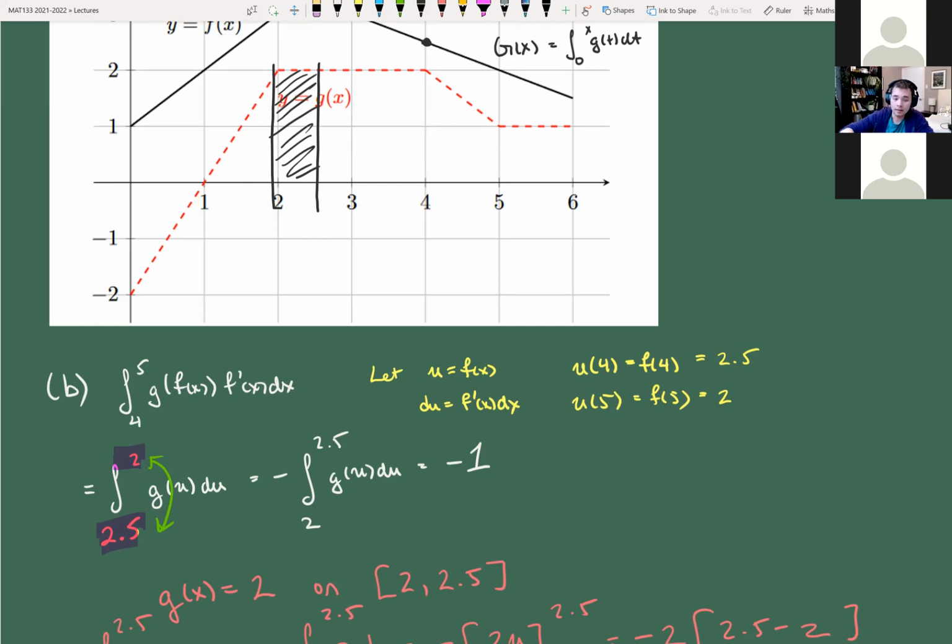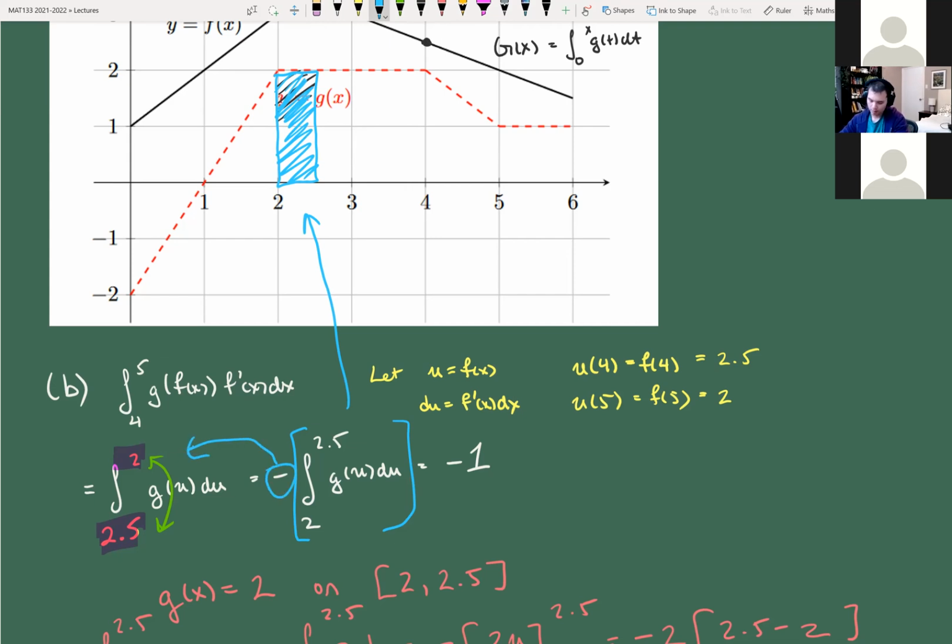Graphically, this thing here, this thing in the blue brackets, that's equal to 1, right? I got that from the graph. And then the minus sign just came from the little bit of algebra of flipping the bounds.